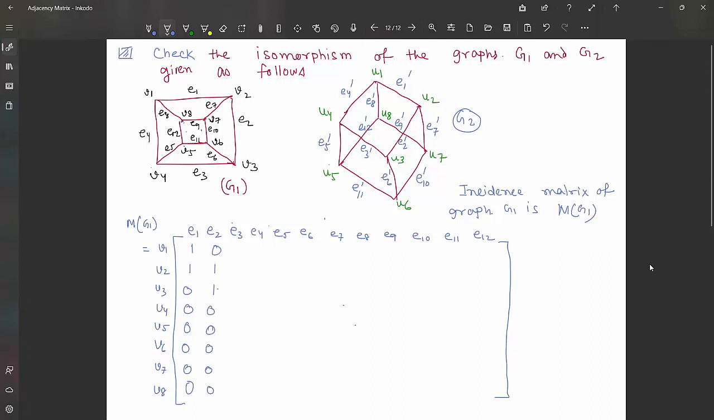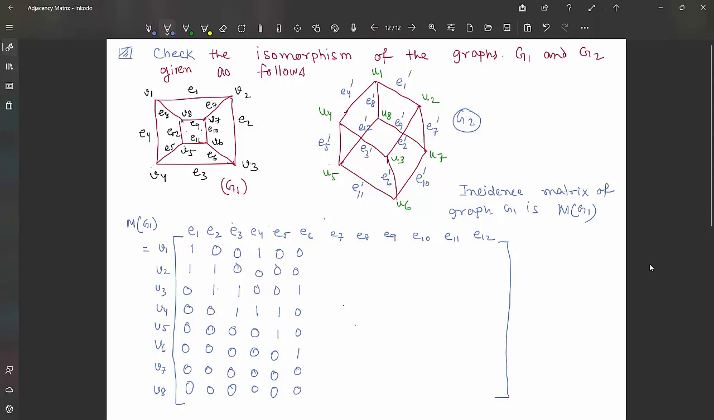And E3 is connected with V3 and V4, so V3 and V4 and other values are 0. And E4 is connected with V1 and V4, and other values are 0. Next, E5 is connected with V4 and V5, other values 0. And E6 is connected with V3 and V6, so V3 plus 1 and V6 plus 1 and the other values 0.